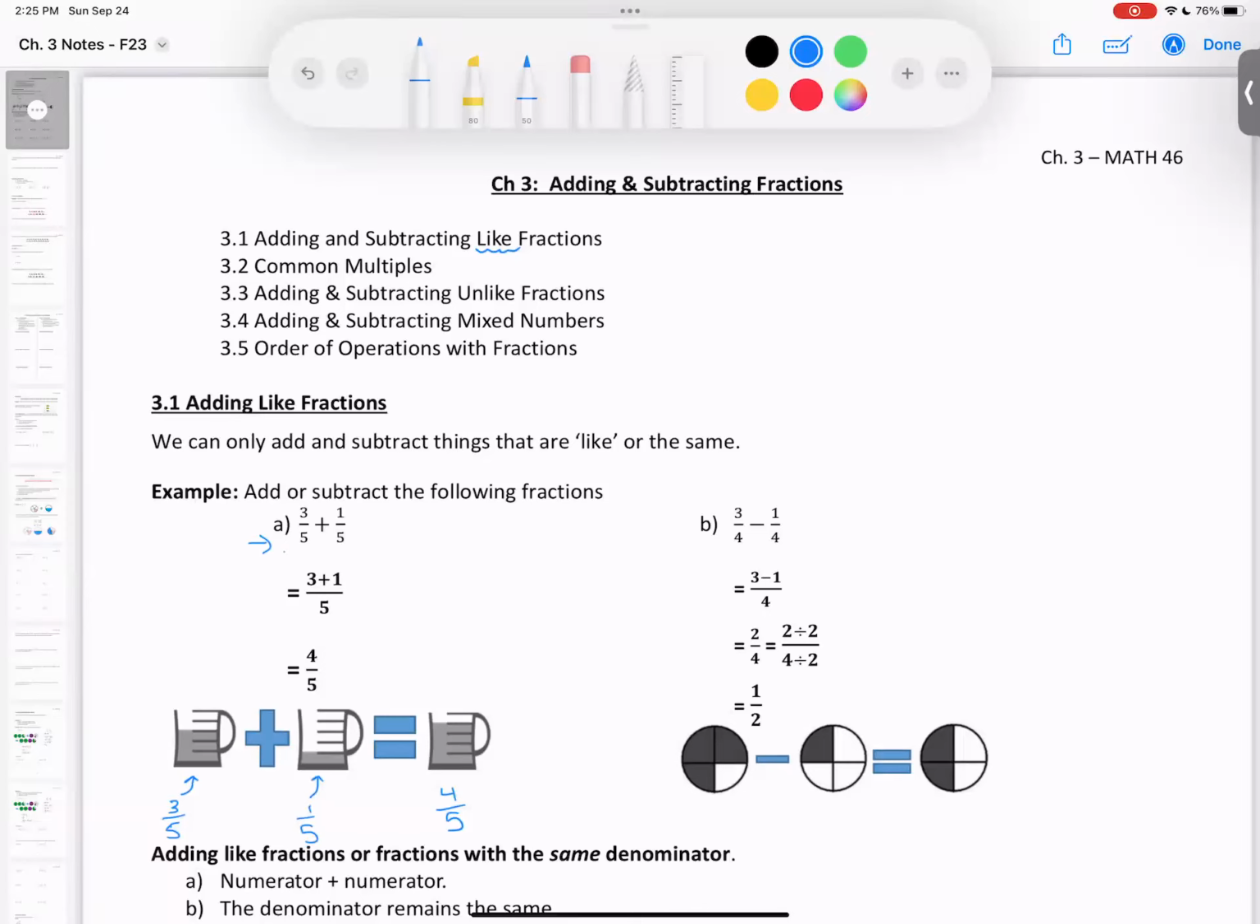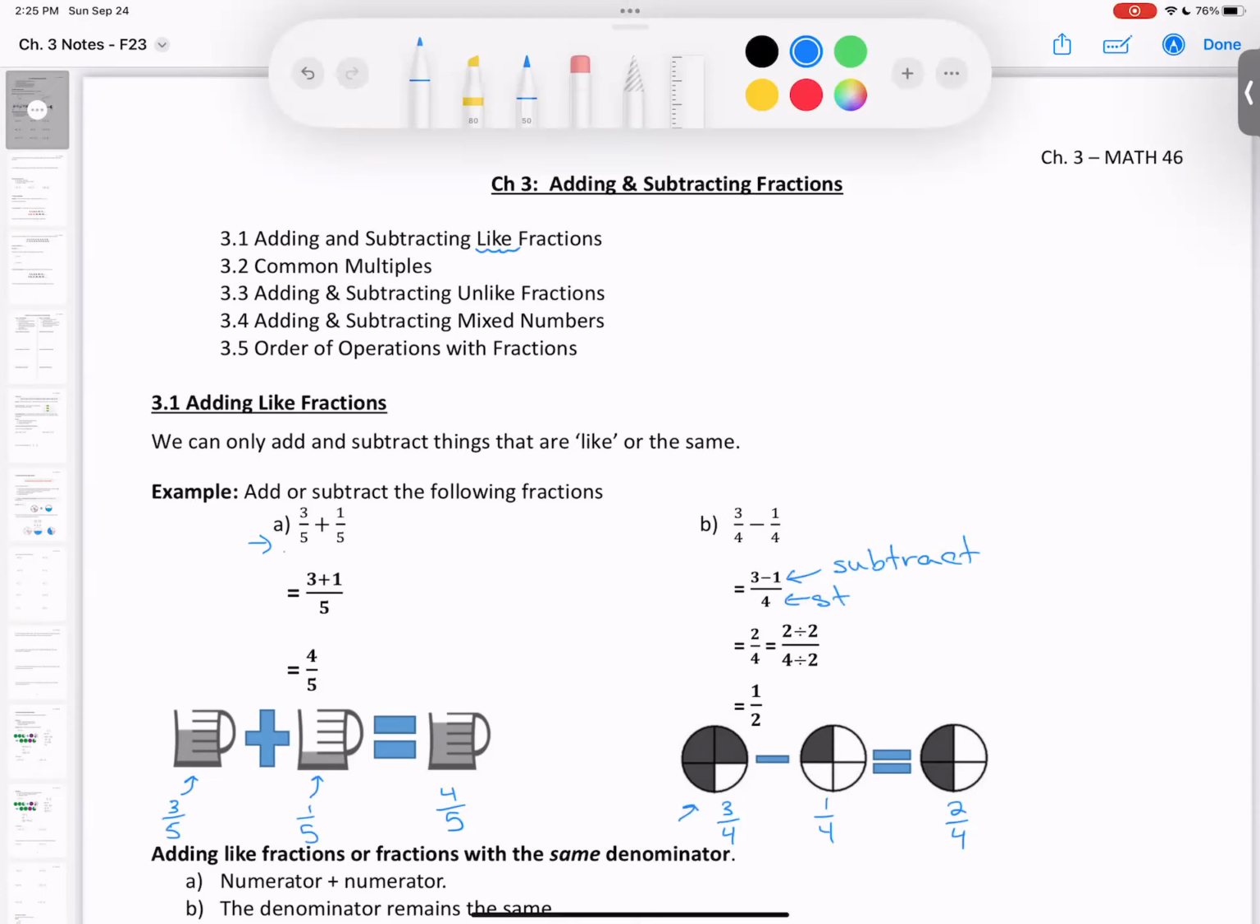Same thing with subtraction. Over here, we've got 3/4 of a pie. And then my brother came along and he ate 1/4. And so now we have 2/4 of the pie. We've subtracted one of those portions. So as long as we share the same denominator, we're just going to subtract the two numerators. The denominator stays the same.